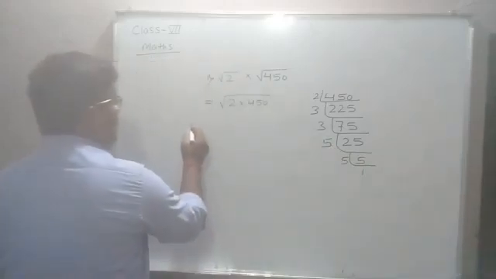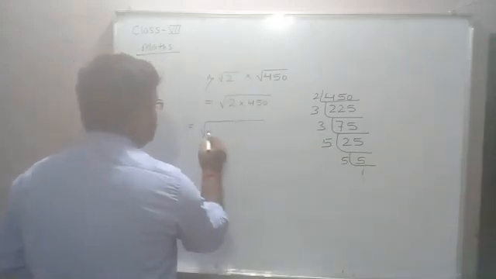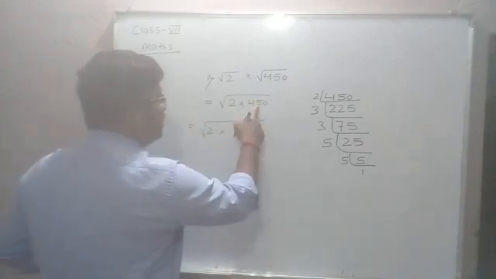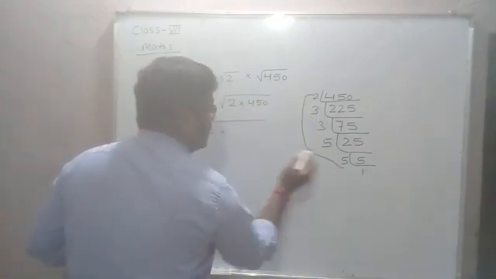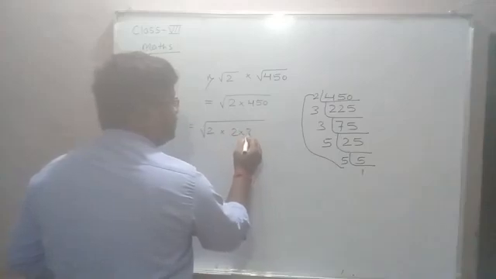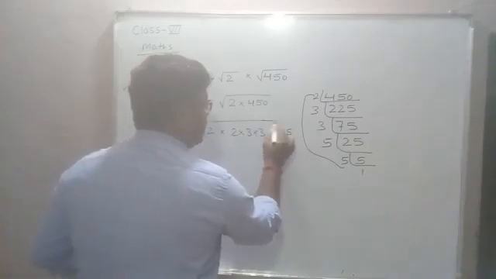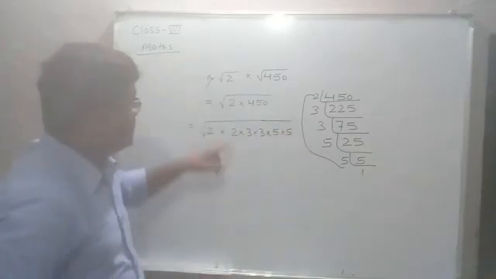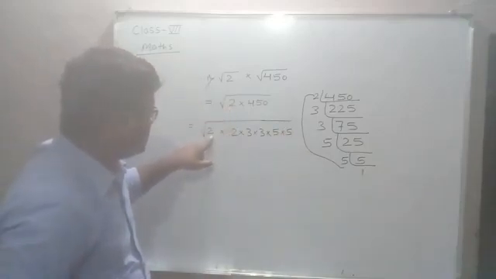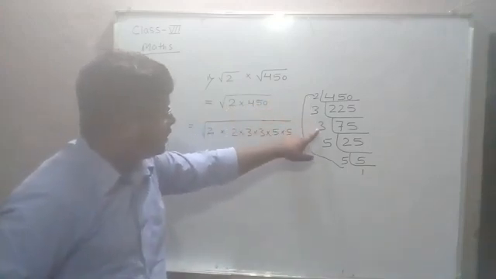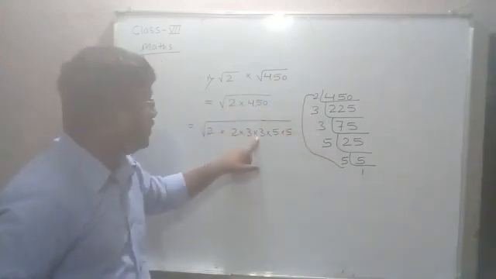So what we can write here is under root 2 into, for this 450, these factors: 2 into 3 into 3 into 5 into 5. I hope it is clear. This 2 I will write as it is, and for 450 I will write the factors 2 into 3 into 3 into 5 into 5.